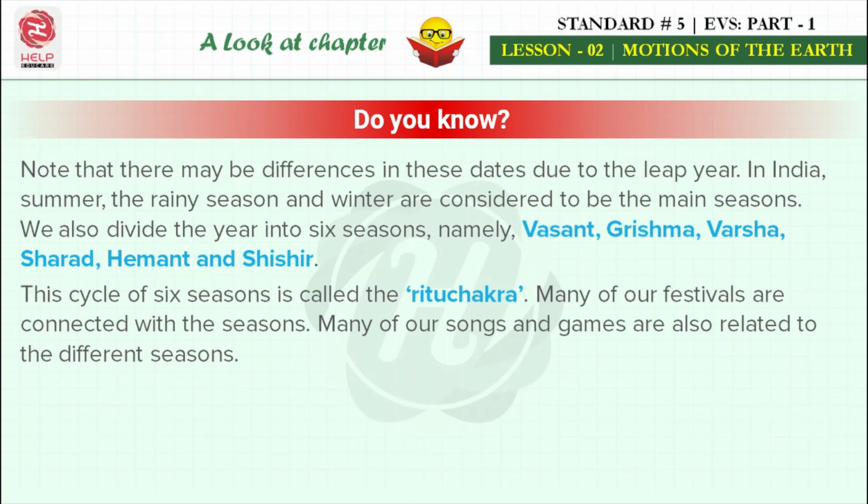In India, summer, the rainy season, and winter are considered to be the main seasons. We also divide the year into 6 seasons, namely, Basant, Grishma, Varsha, Sharad, Hemant and Shishir. This cycle of 6 seasons is called the Ritu Chakra. Many of our festivals are connected with these seasons. Many of our songs and games are also related to the different seasons.